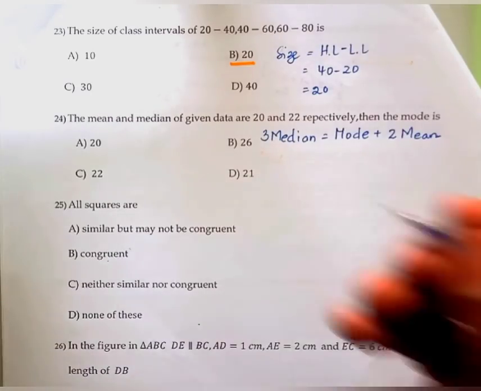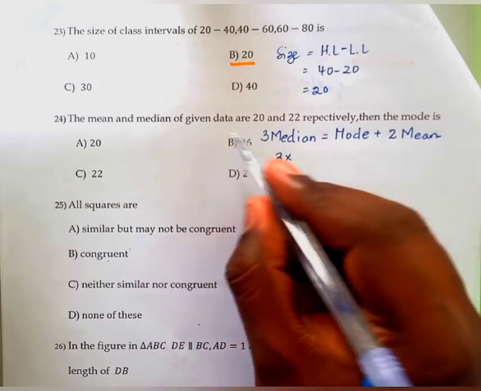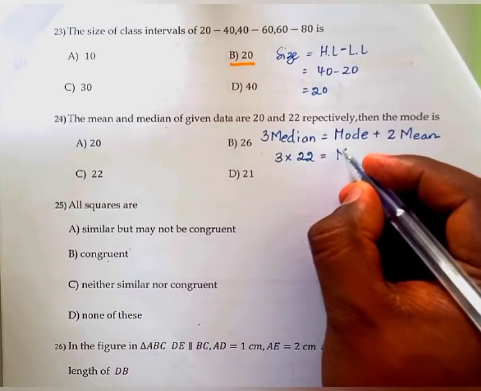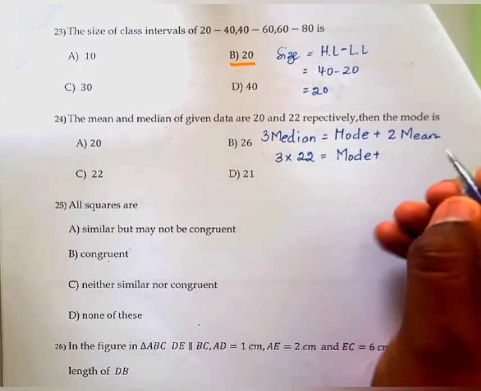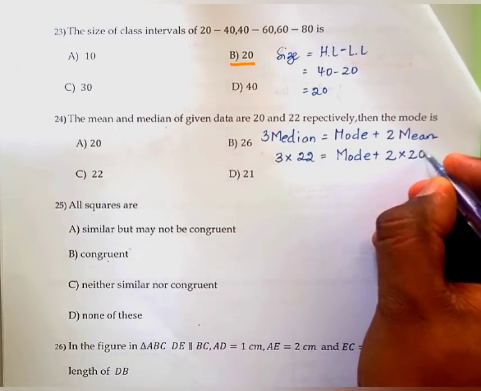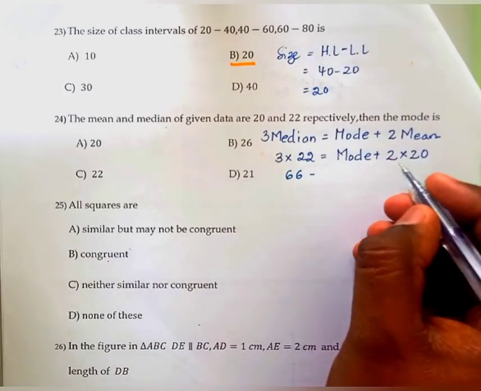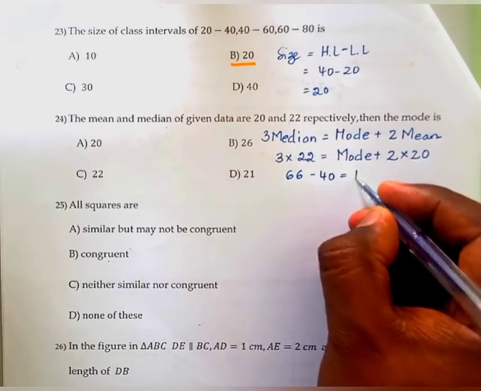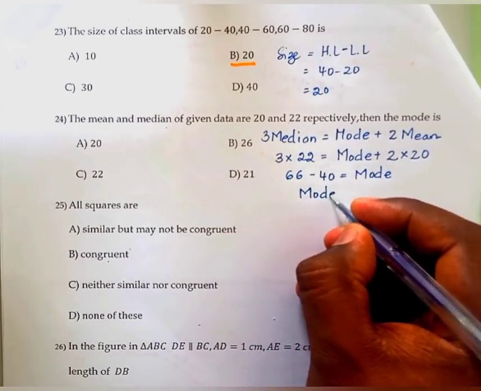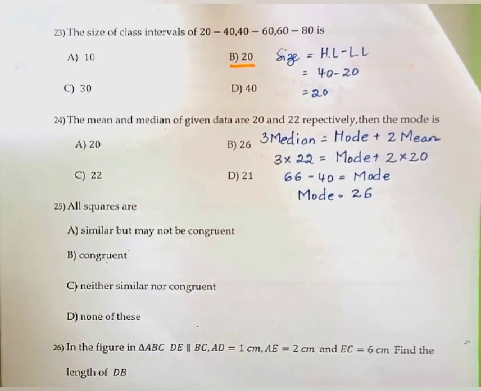Substitute median and mean value, that is 3 times 22, which is equal to mode plus 2 times mean, which is 20. 3 times 22 is 66. Now shifting 2 times 20, which is 40, to the LHS, we get mode equals 66 minus 40. Therefore mode equals 26. Therefore the correct answer is option B, 26.